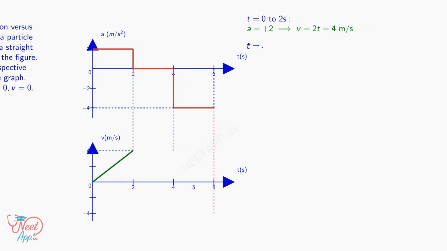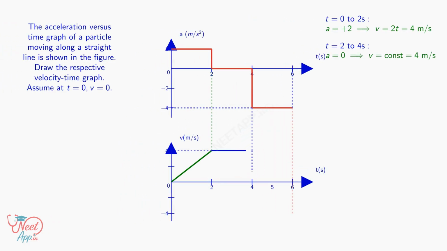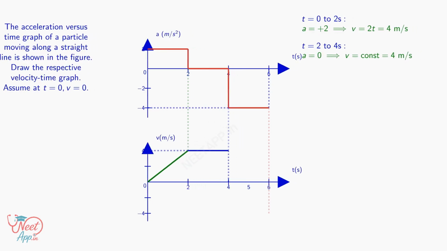Now for phase 2, from 2 to 4 seconds. The acceleration drops to exactly 0. Zero acceleration means the velocity does not change. It remains completely constant at 4 meters per second. We draw a flat horizontal line.